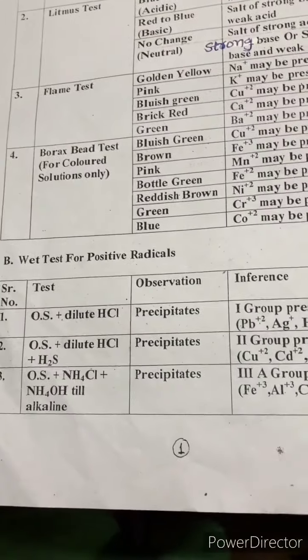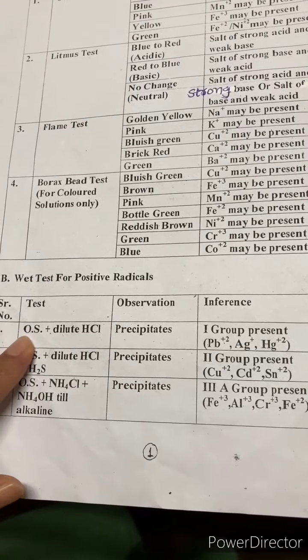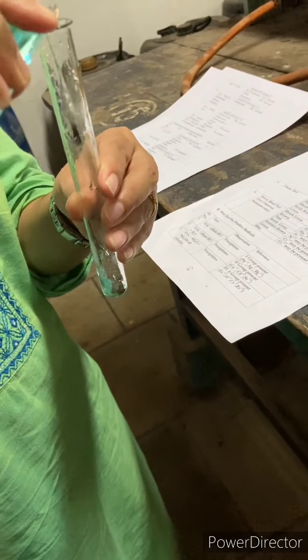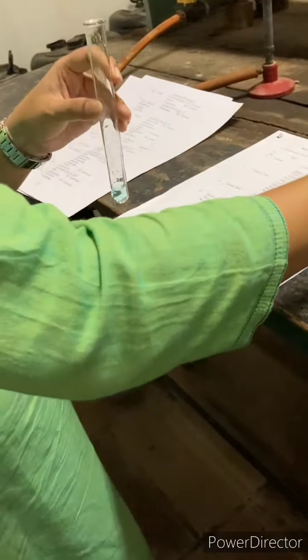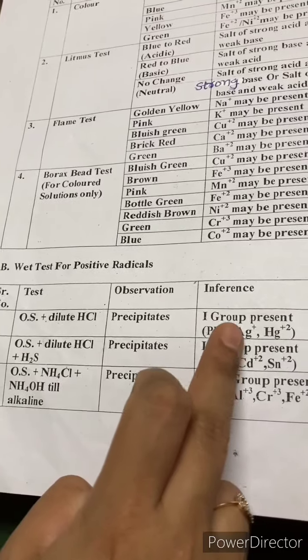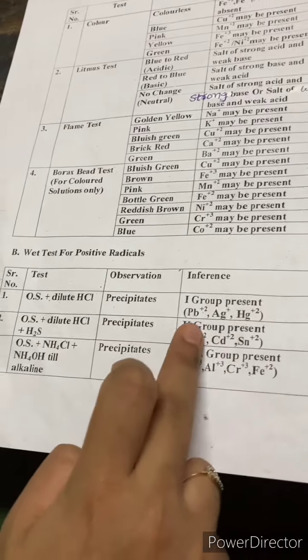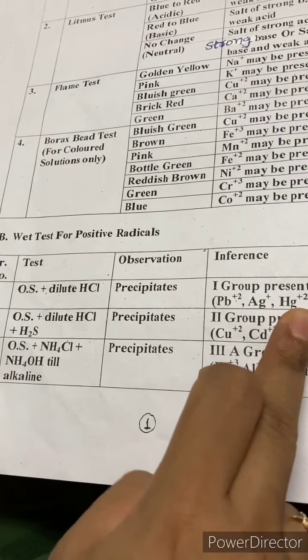Now we'll move to the B part, that is wet test for positive radicals. So first we'll add OS and dilute HCl. I'll add dilute HCl. As you can see, there is no precipitate formation. As there is no precipitate formation, I infer that first group is absent. Means all these ions, lead, silver and mercury, are absent.